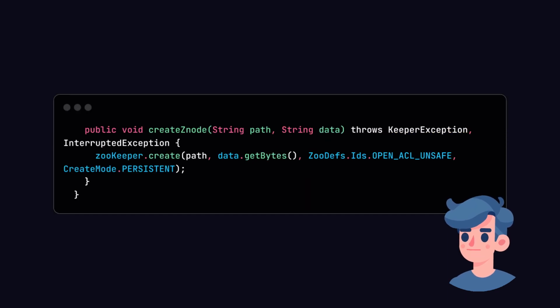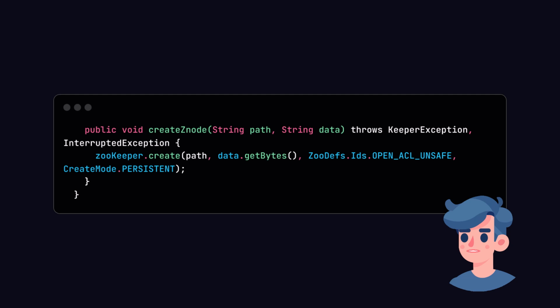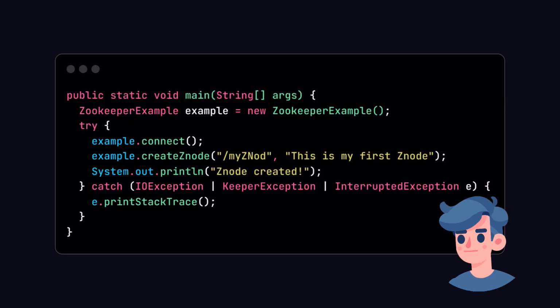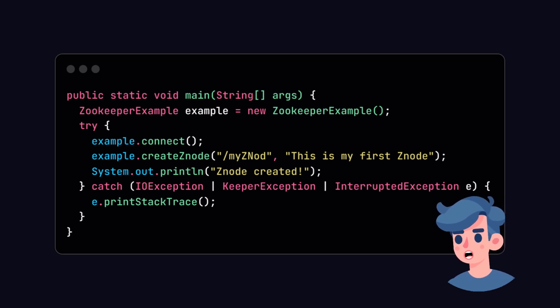In the connect method, we initialize the Zookeeper object. The constructor takes the Zookeeper address, a session timeout in milliseconds, and a watcher callback that receives events. We have defined a method, createNode, which allows us to create a persistent node at a specified path with the provided data. Let's complete our class with a main method to execute our program.